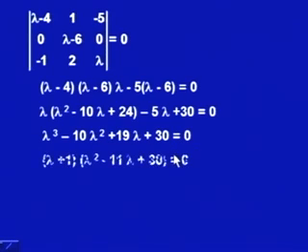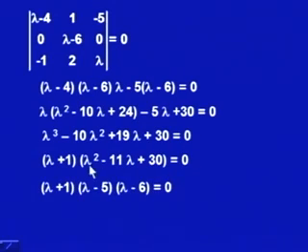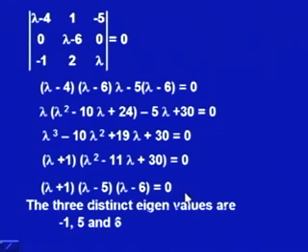So we factorize this equation. Lambda equal to minus 1 is a factor of this equation. We take out this factor, and what remains, simplifying this, we will have lambda plus 1, lambda minus 5 into lambda minus 6 equal to 0. This gives me 3 distinct eigenvalues: minus 1, 5, and 6. So this 3 by 3 given matrix has 3 eigenvalues, minus 1, 5 and 6.